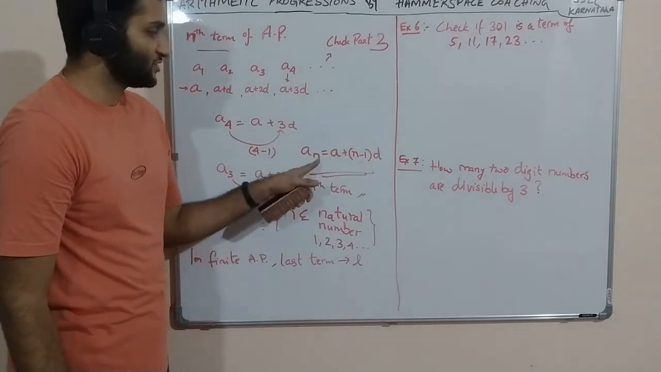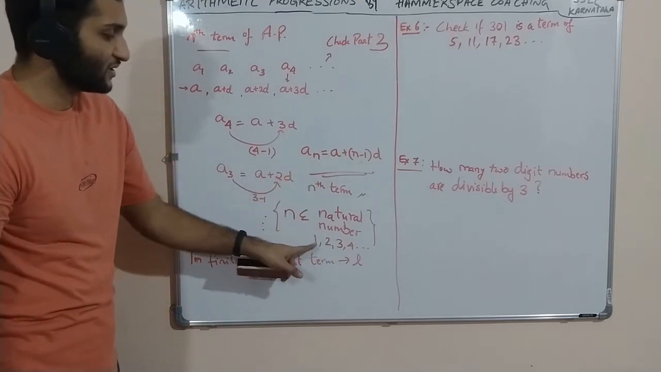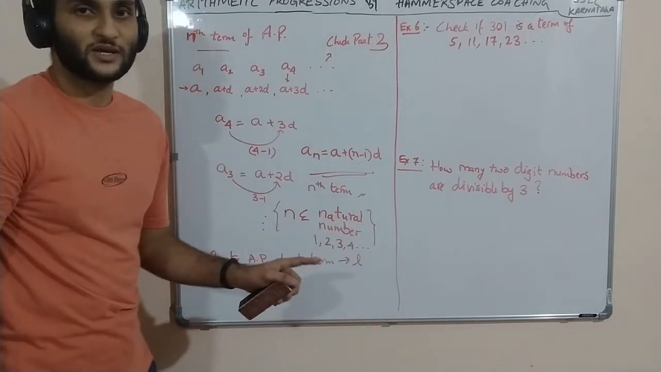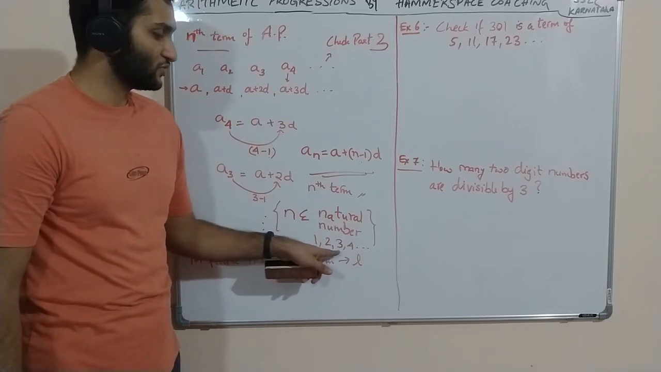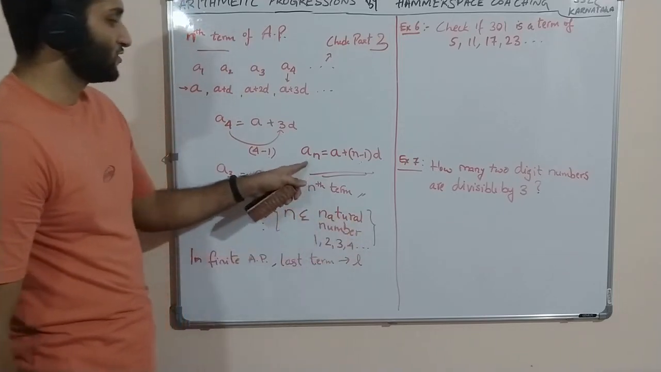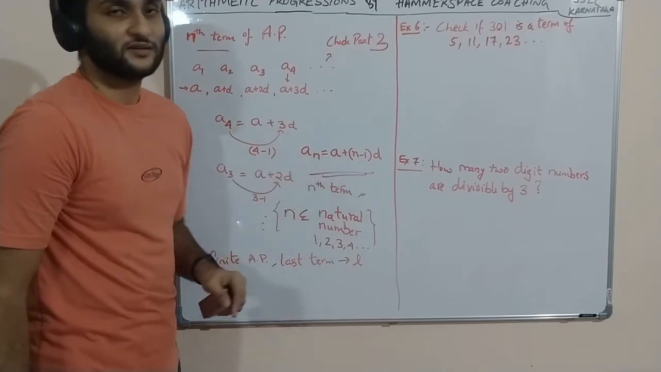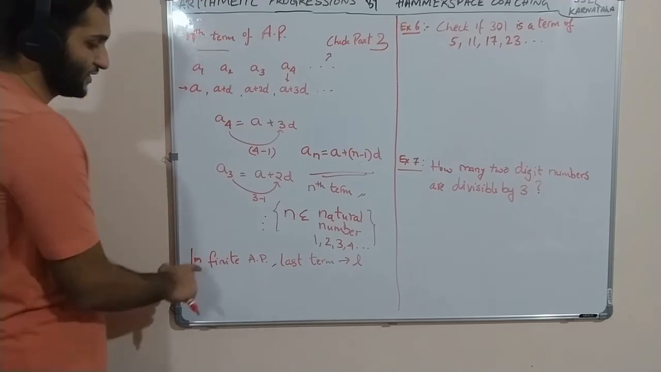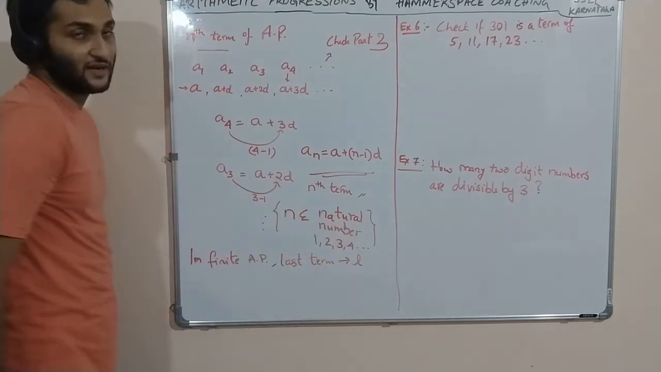Using this, by substituting any value of n, where n is a natural number, 1, 2, 3, 4 and so on, we will get the nth term of the AP. n cannot be a half or root 2 or anything like that. It has to be 1, 2, 3, 4 and so on. In a finite AP, the last term of the AP is called l.